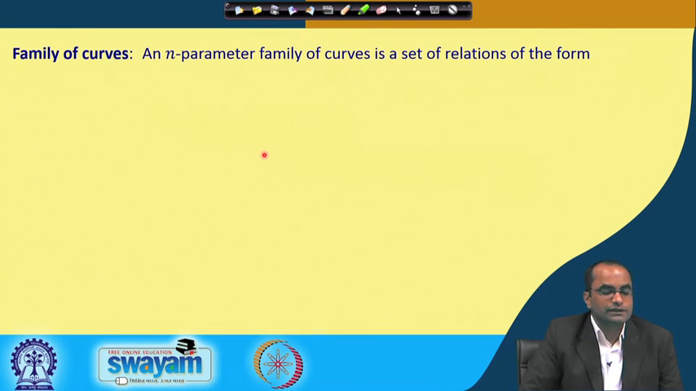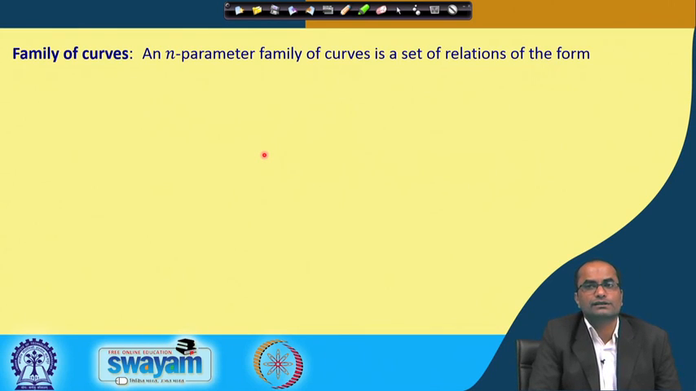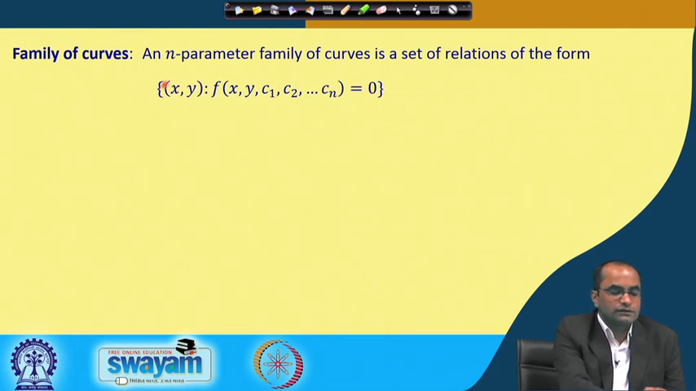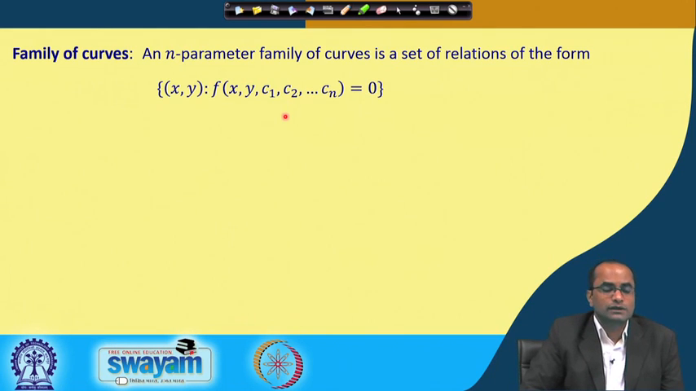An n parameter family of curves is a set of relations of this form: a relation in x and y defined by the equation f of x, y, c 1, c 2, up to c n equals 0. These are the n parameters here. So changing these parameters we will get different curves. That is what a family of curves is, because for different values of these c's we have a different curve.